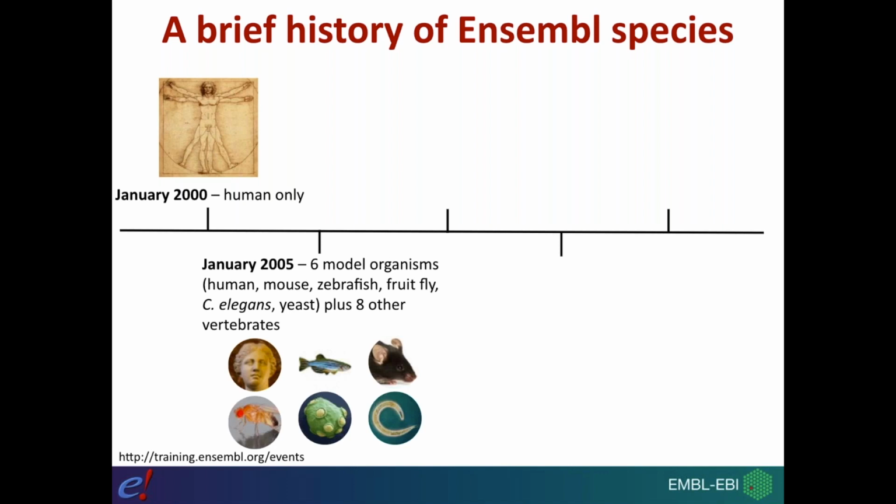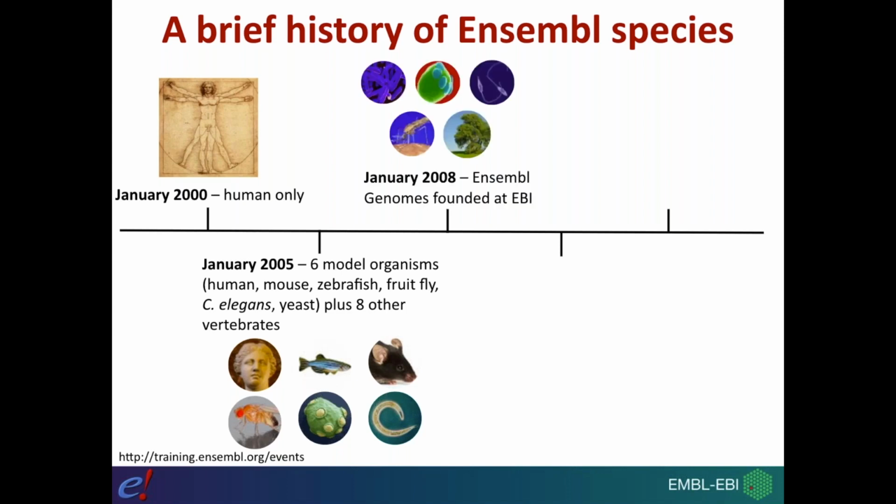By January 2005, we'd increased in size, including data from important model organisms. So as well as human, there were also the genome assemblies and annotation for mouse, zebrafish, fruit flies, C. elegans, the nematode worm, and yeast as well, Saccharomyces cerevisiae, as well as 8 other important vertebrate species.